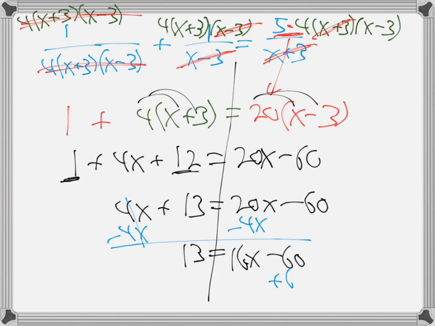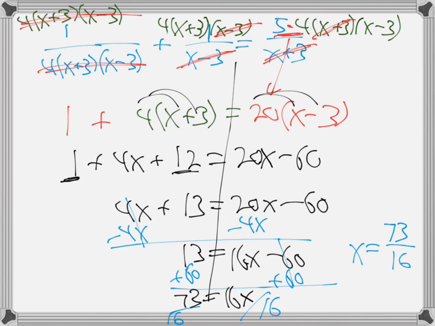So we add 60 to both. Cancels. 16x is what? 73. Last step. Divide by 16. Divide by 16. So x is 73/16. That's a kind of ugly answer. Did you get it, but thought you maybe had something wrong because it's so ugly?